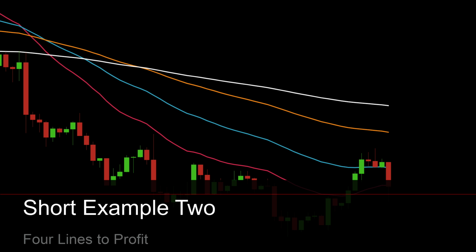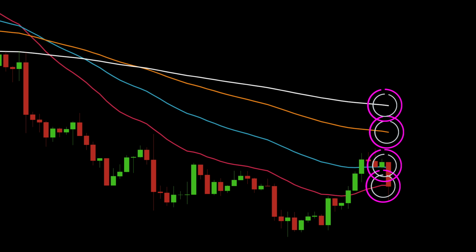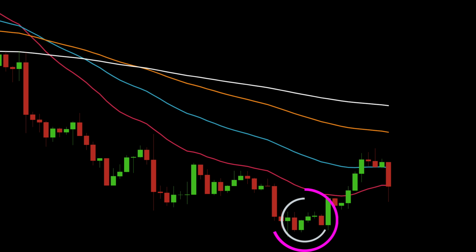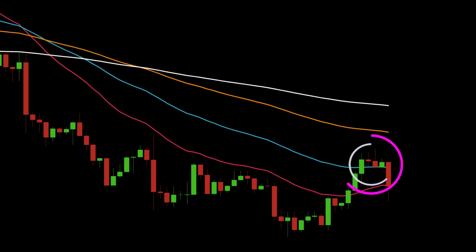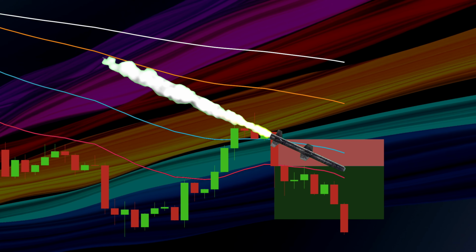I'm going to show you one more quick short example. The 4 EMAs are fanned out in order. Price is trading below the pink line for well over 8 candles. Price closes back above the 25 and in fact has a strong reaction to the 50 EMA. And then we get a close just below the 25 EMA. This is our trigger candle. The stop is placed at the 50 EMA and the target is 2 times risk. And short example 2 rides the pink line to a rapid profit.